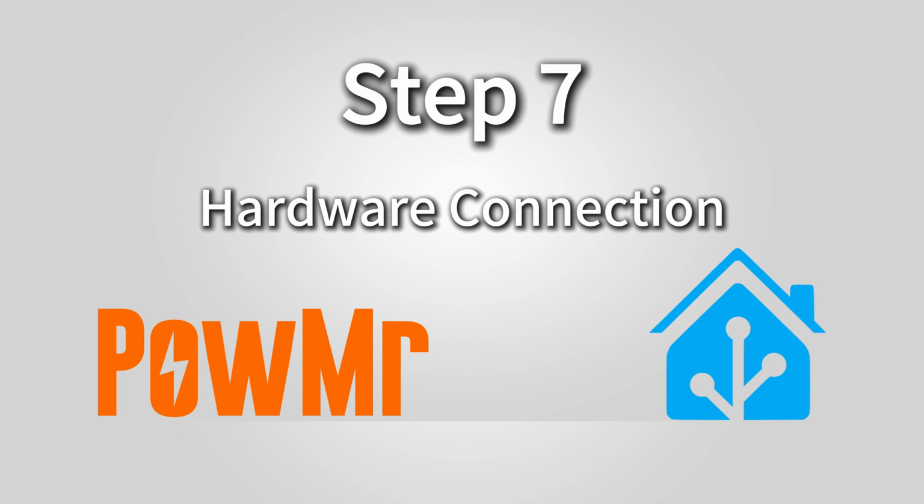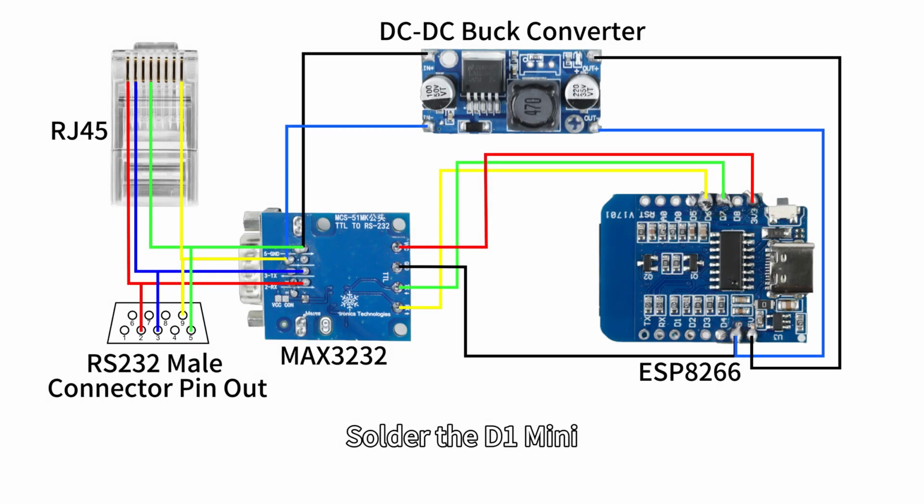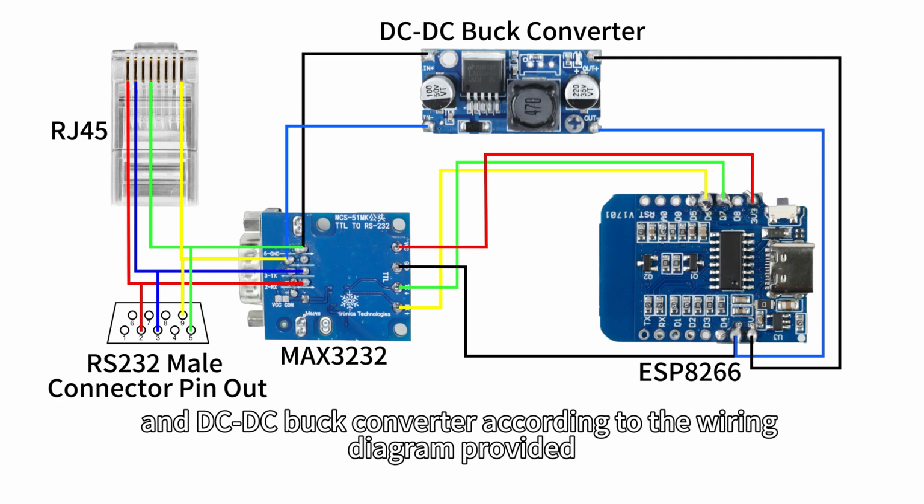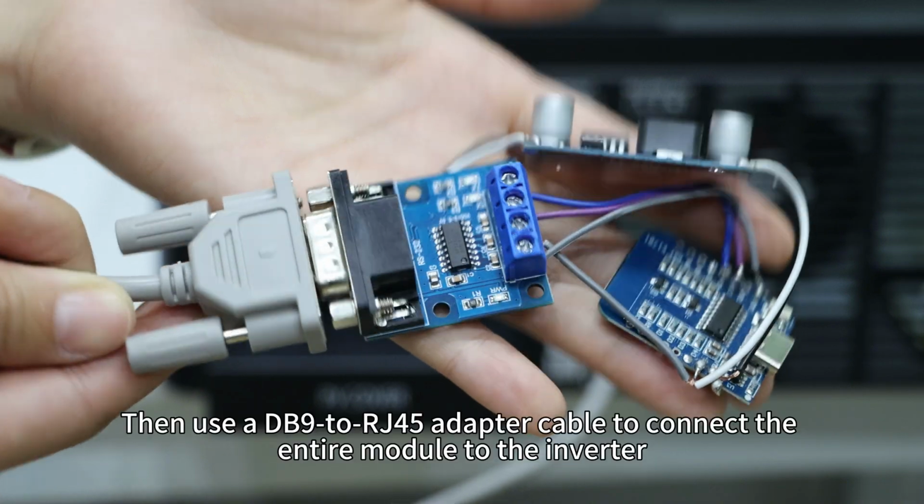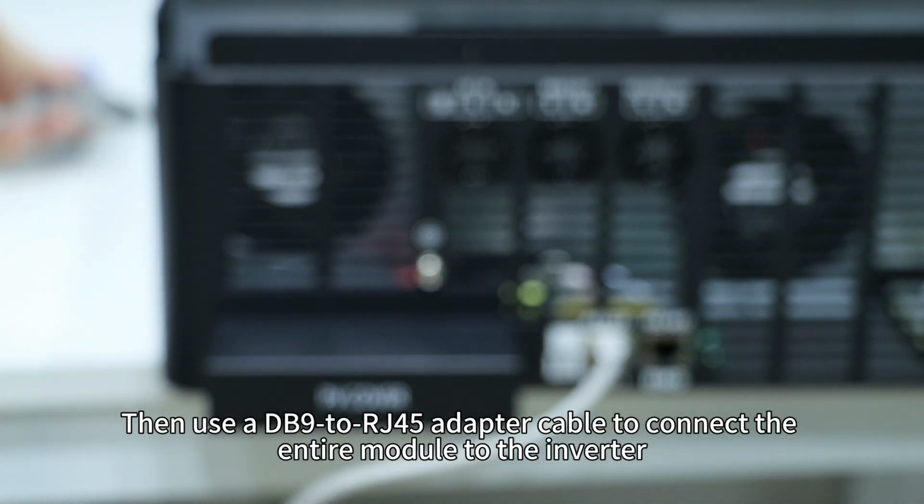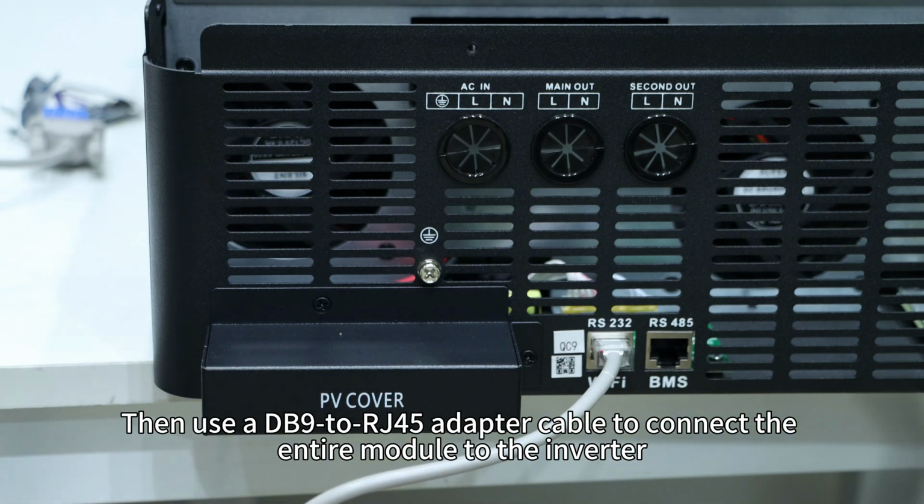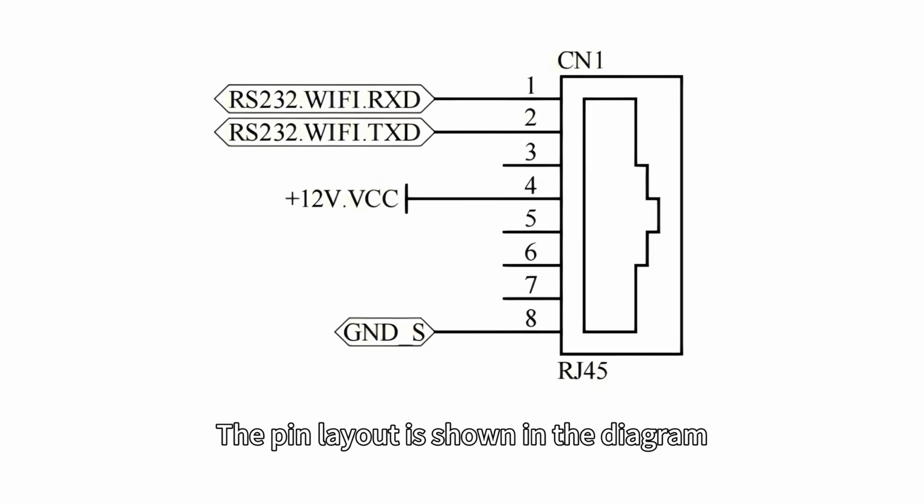Step 7. Hardware connection. Solder the D1 Mini, MAX3232 and DC buck converter according to the wiring diagram provided. Then use a DB9 to RJ45 adapter cable to connect the entire module to the inverter. The pin layout is shown in the diagram.